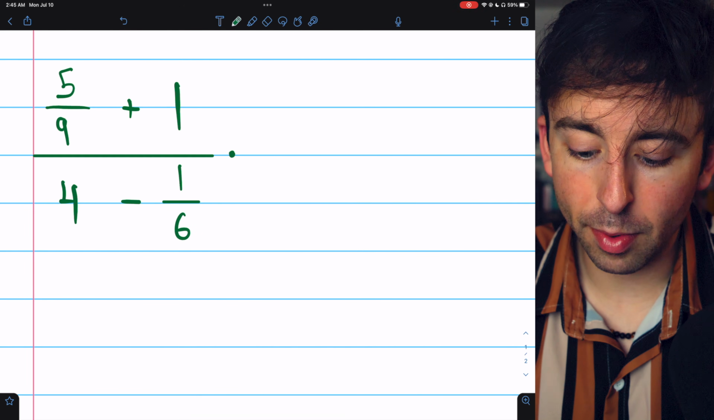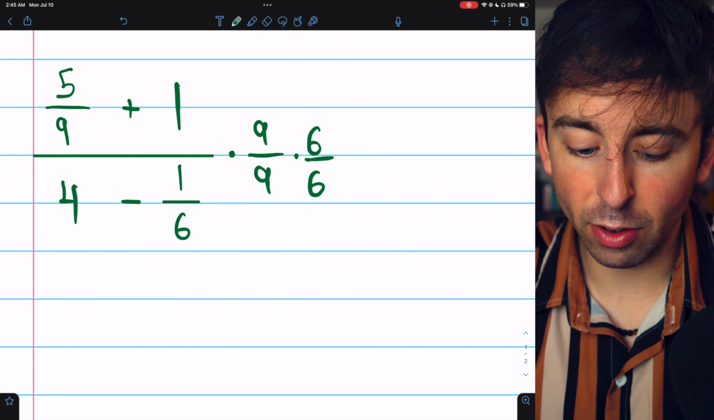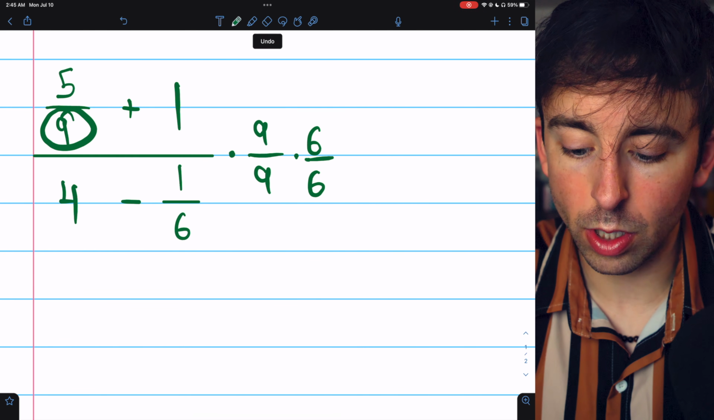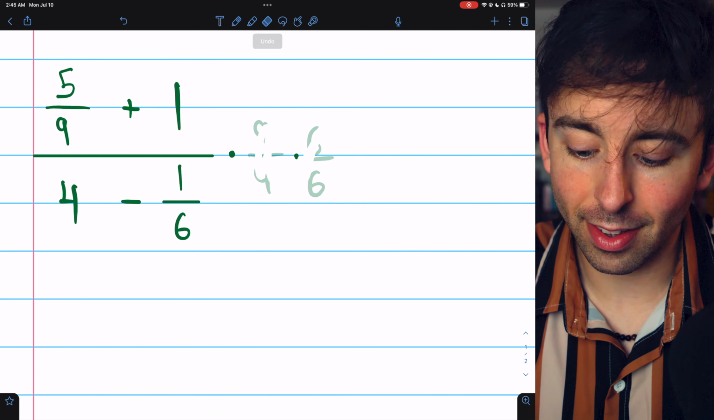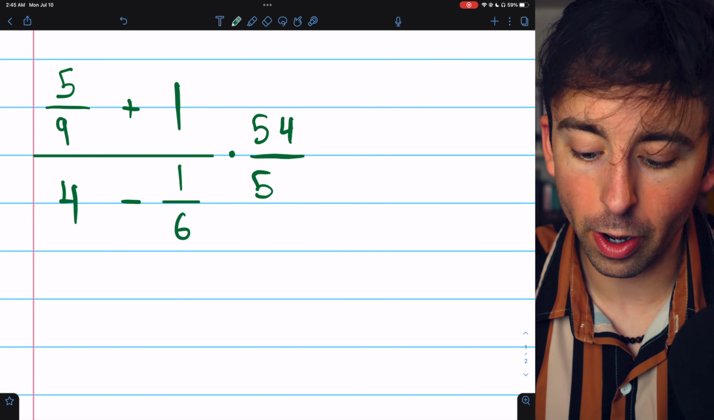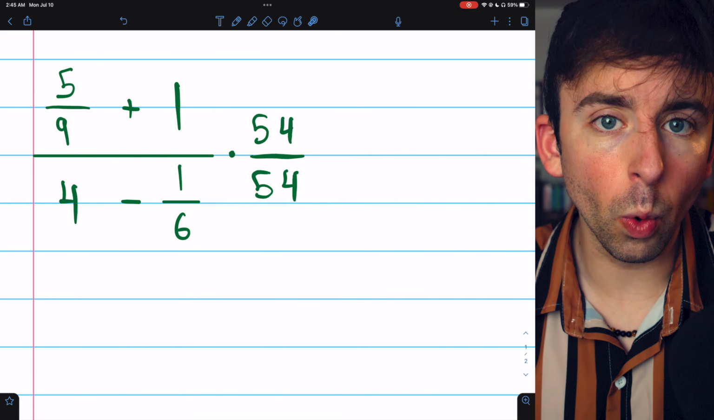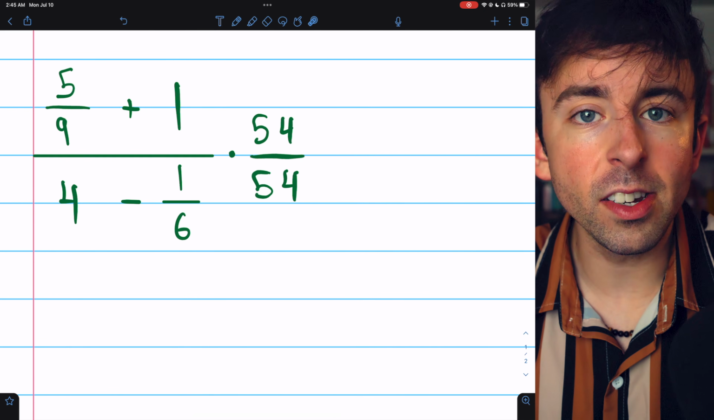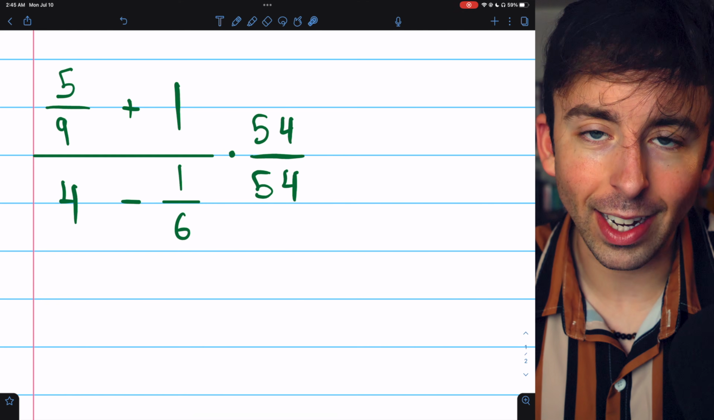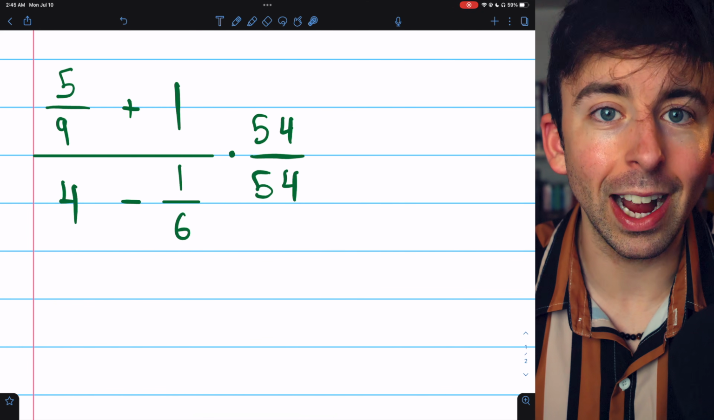We could take the same strategy as the last one, multiply by 9 over 9 and 6 over 6 to get rid of those two different denominators, and that's the same as multiplying by 54 over 54, since 9 times 6 is 54. This will work, but 54 is not the least common multiple of 9 and 6. So if we did it this way, we'd end up having to reduce our fraction at some point.